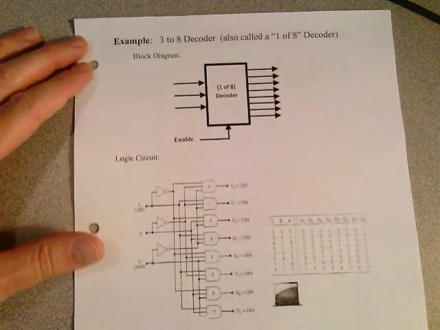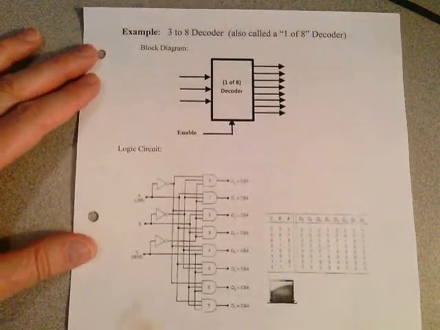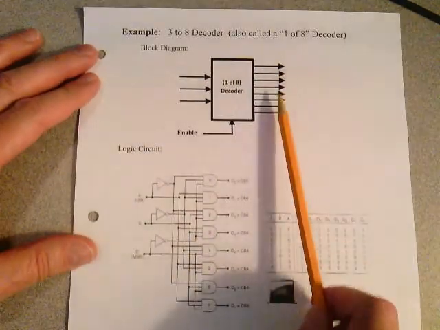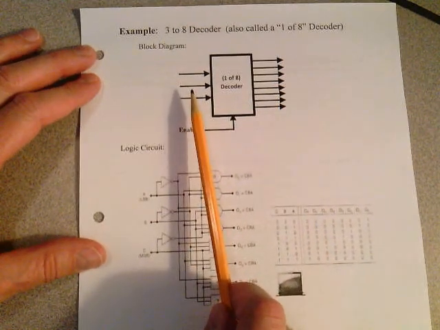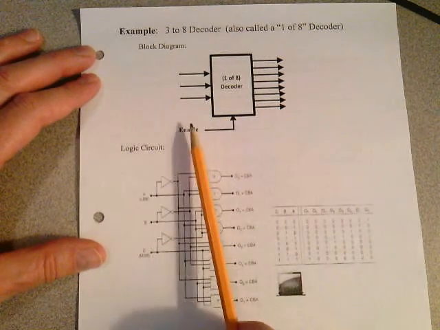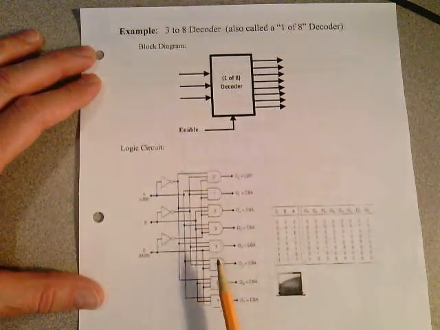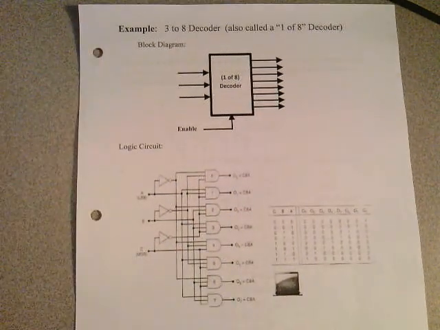Let's look at the next example. Here's a 3-to-8 decoder, also called a 1-of-8. Only one of these 8 lines will be active dependent upon what this binary input is. You have to have a high true enable. Now, I'm not showing the enable down here, and maybe we should do this from the textbook.